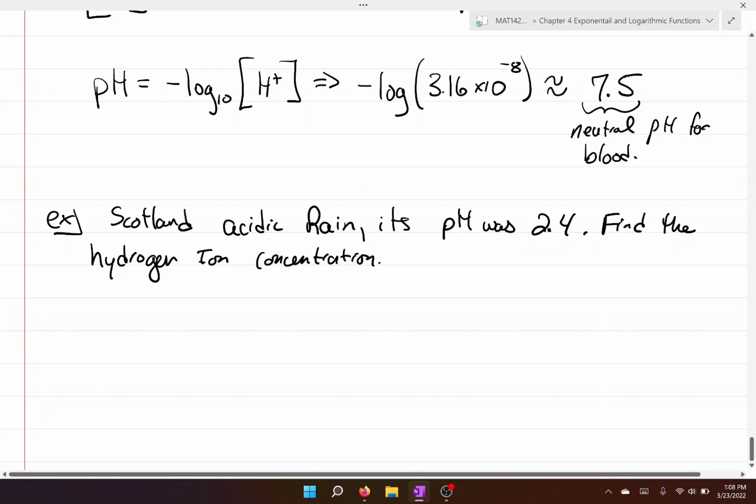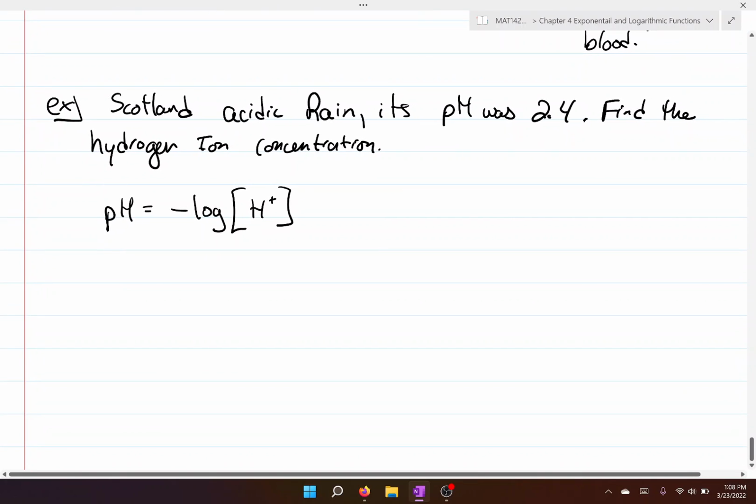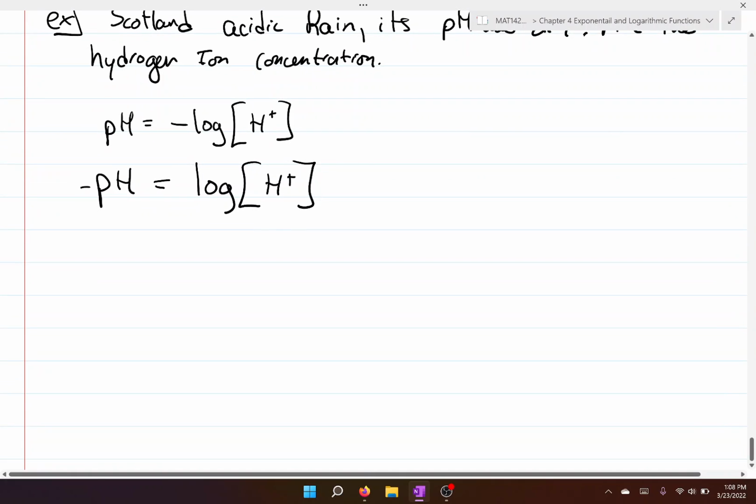Okay, so once again, we're going to use this. We know that pH is equal to the negative log of the hydronium ion concentration. So what I'm going to do is I'm going to try to isolate the H plus. All right. So the first thing I'm going to do is multiply both sides by a negative. Okay. And then from here, I'm going to raise both sides, I'm going to exponentiate both sides with a base of 10.